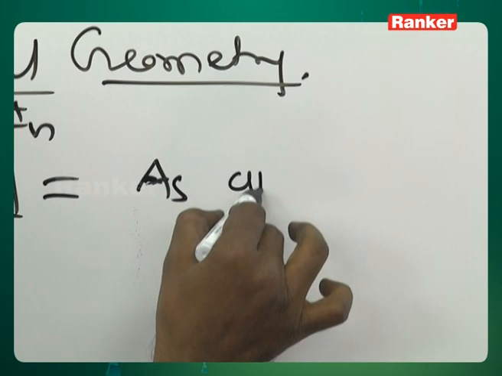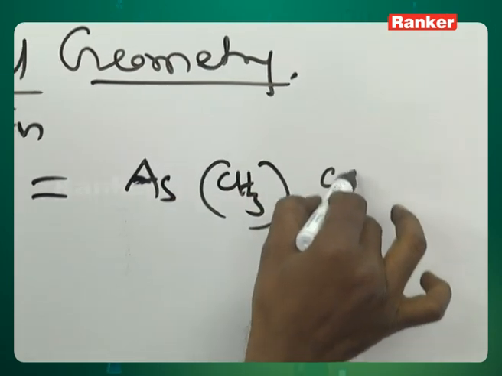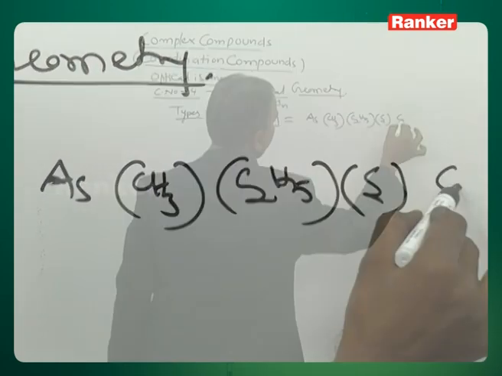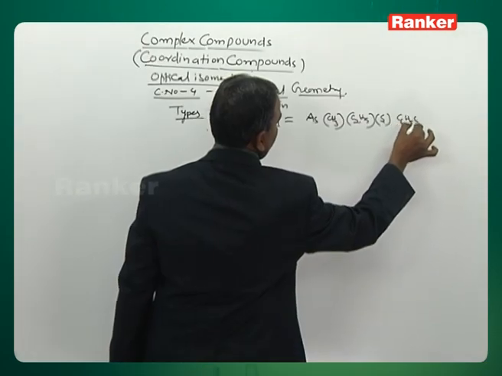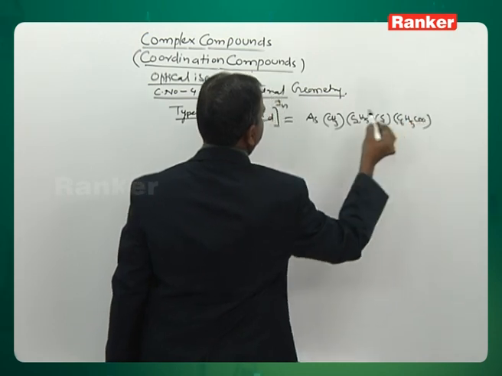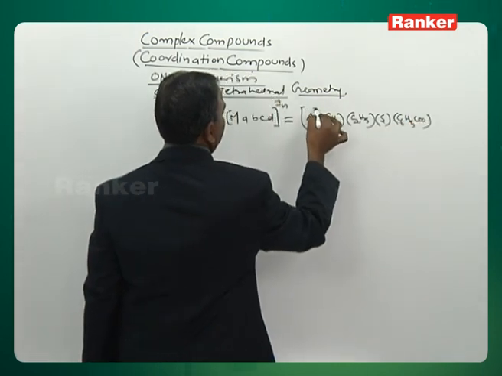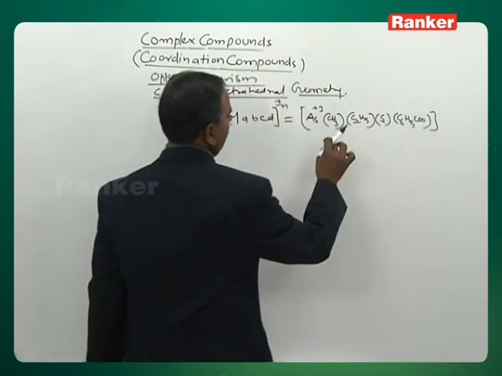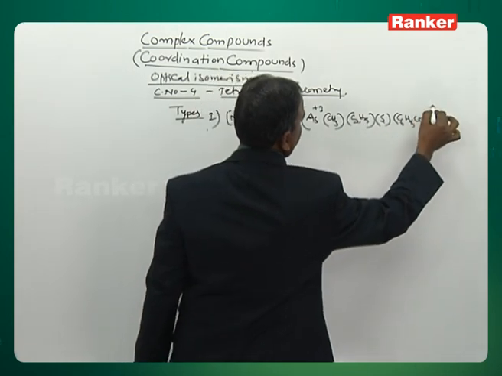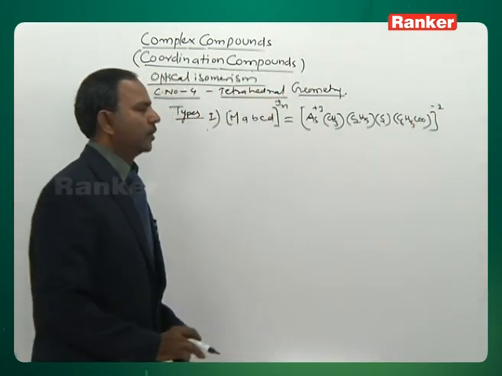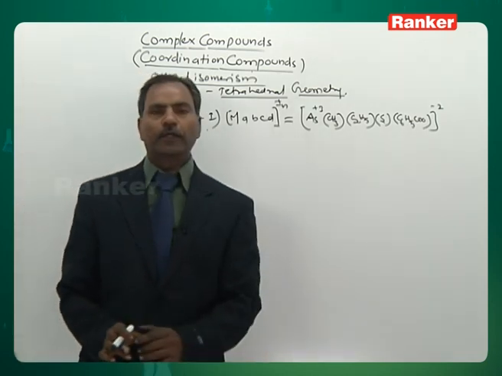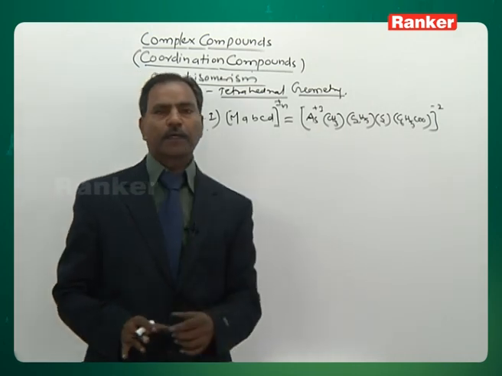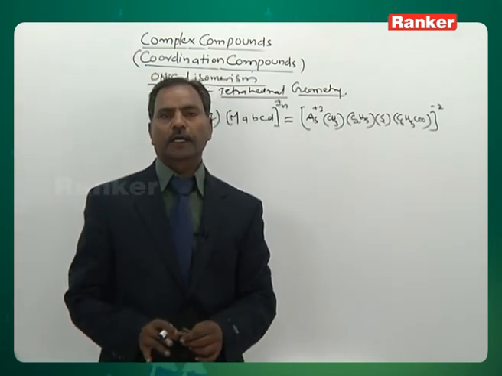Arsenic, take methyl, and you consider ethyl, a sulfide ligand, and C6H5COO also there. In this complex, arsenic is plus 3. Arsenic is plus 3, and the ligands come to minus 2, so this is the complex carrying overall charge. All the 4 ligands are different, and the geometry around this arsenic comes to be tetrahedral.